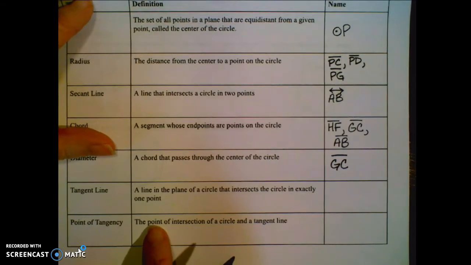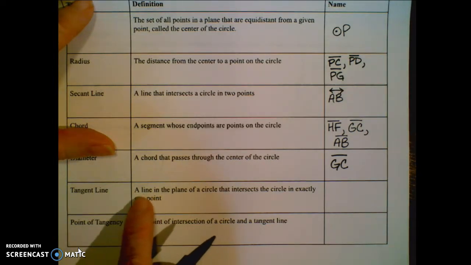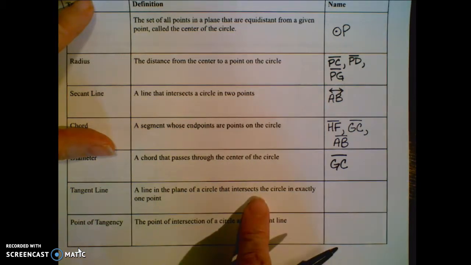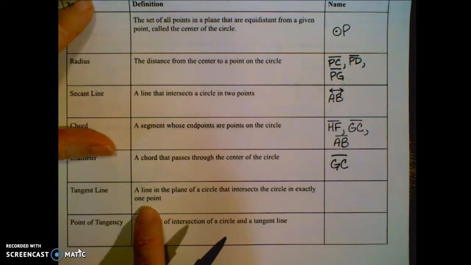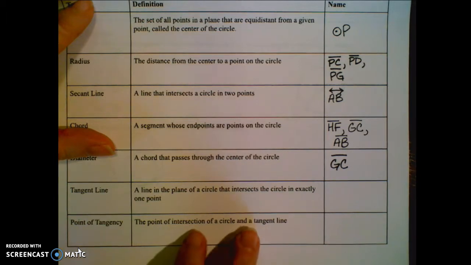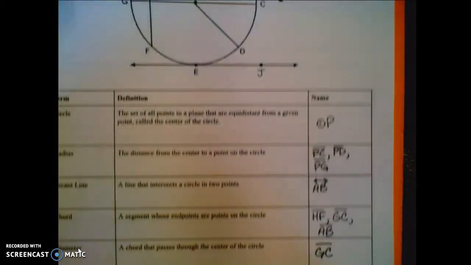Getting closer to the end here, and these two work together, so we're going to be doing these in tandem. A tangent line is a line, there again it's a line, not a segment, a line in the plane of a circle that intersects the circle in exactly 1 point. And we've already seen where that is in the diagram, but we need a line that intersects the circle in 1 point. The point of tangency is the point of intersection of the circle and a tangent line. So this is the point that the line and the circle share.